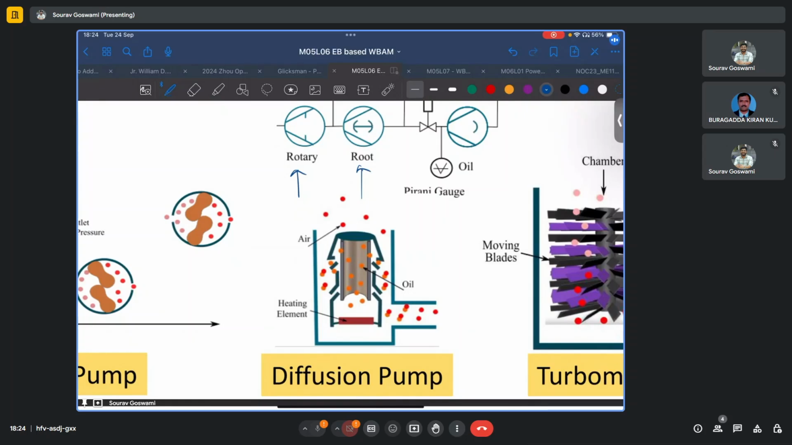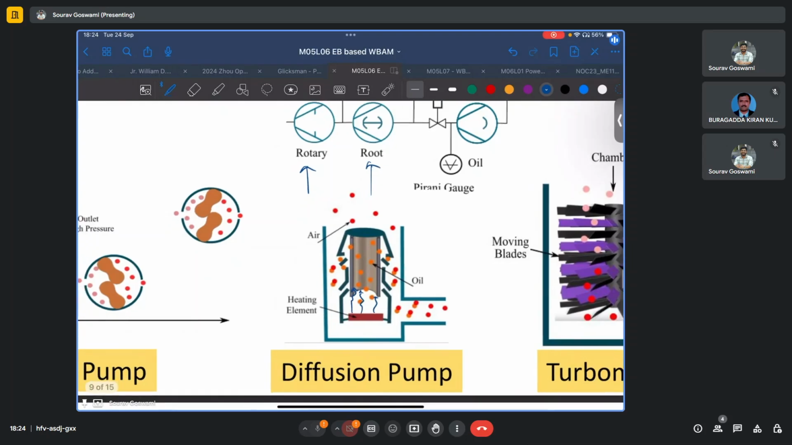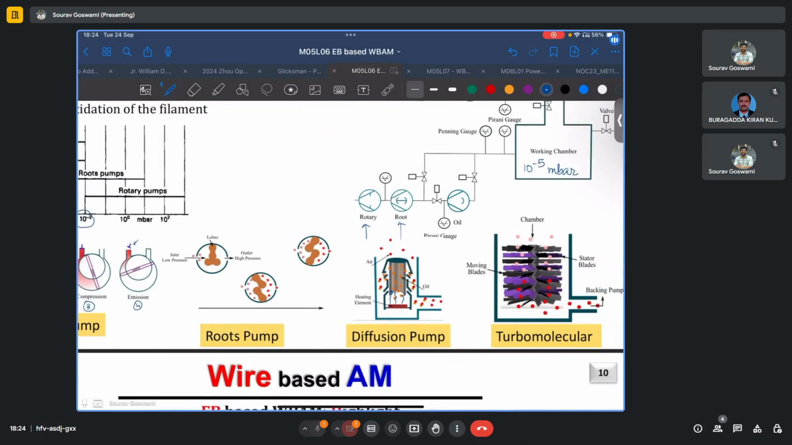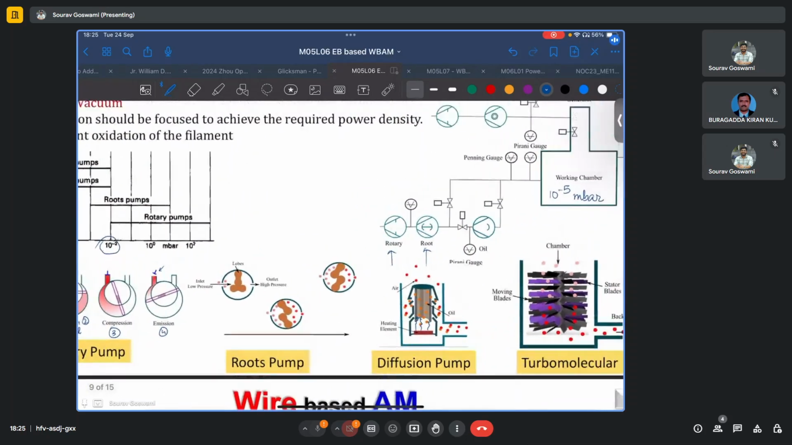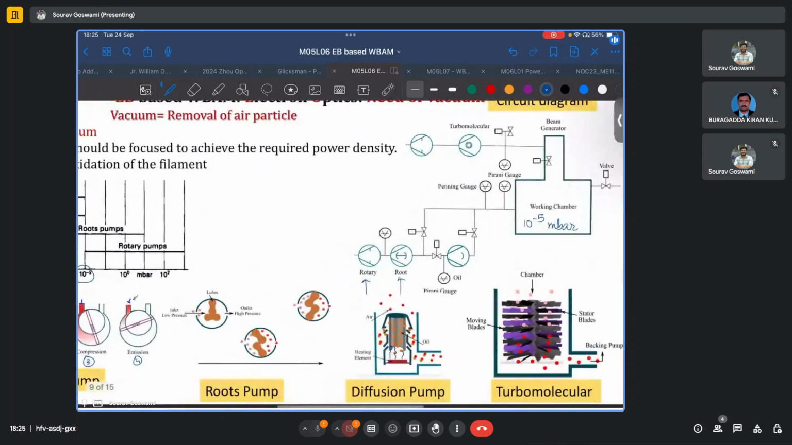Now the oil is heated and it forms vapors. And what happens is the air from the working area is pulled into the pump, and then this oil adsorbs on the surface of the air molecules, making them heavier. Once the molecules become heavier, they are pushed over to this rotary pump and root pump, and then the rotary pump and root pump can expel them into the surroundings.